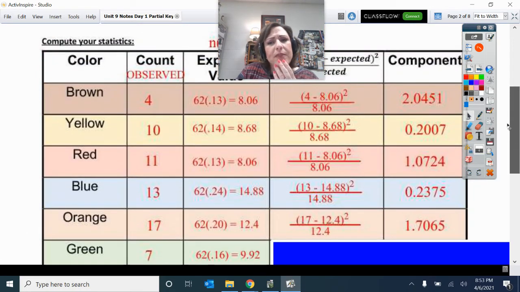1.065. So that's interesting, right? Look at that. Brown actually has a bigger component than orange. Why is that? Well, that has to do with what you're dividing by. Here you were dividing by a smaller number. So in terms of what was expected, you're actually a bit farther off for brown than orange. So you see how that works.